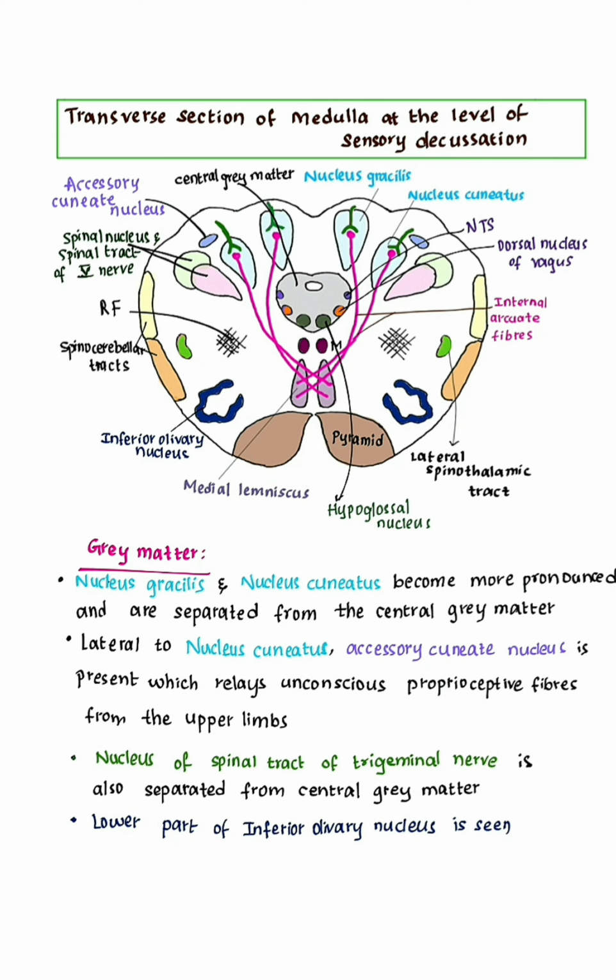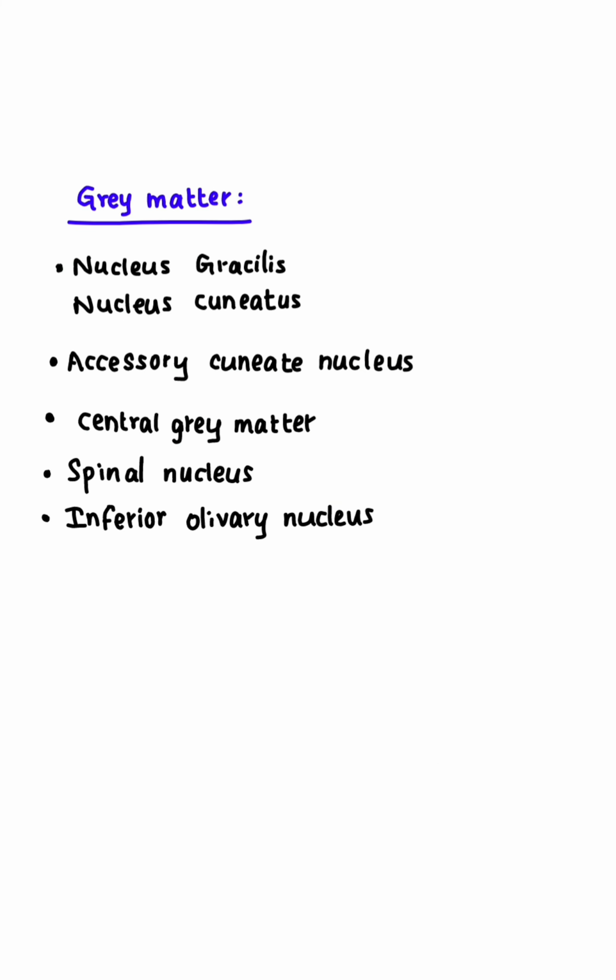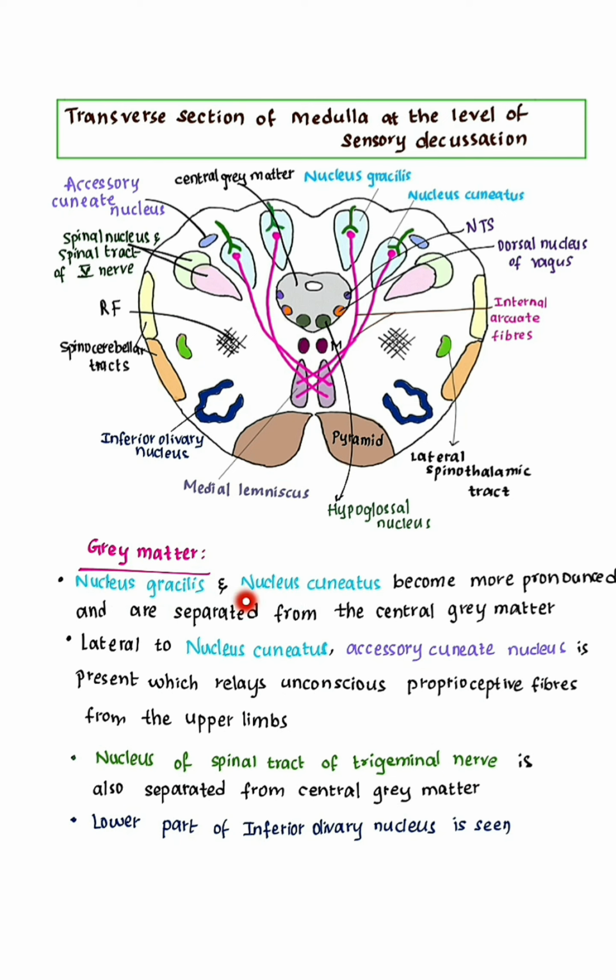Just observe the gray matter: nucleus gracilis, nucleus cuneatus, accessory cuneate nucleus, spinal nucleus or nucleus of spinal tract of trigeminal nerve, central gray matter, inferior olivary nucleus. Nucleus gracilis and nucleus cuneatus become more pronounced and are separated from the central gray matter.